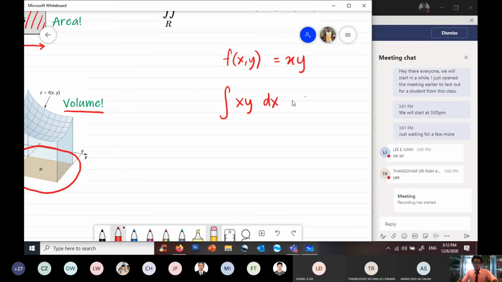So let me show you how this works. If I'm integrating with respect to x, my y is a constant. Imagine if you're integrating a constant times x. How would you integrate this?